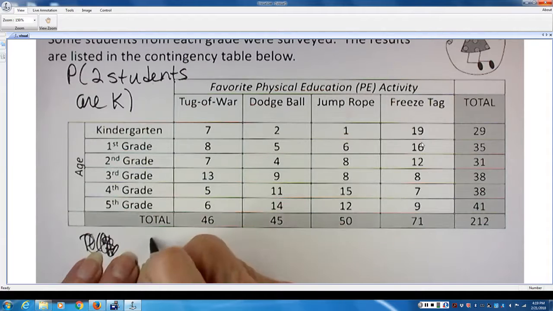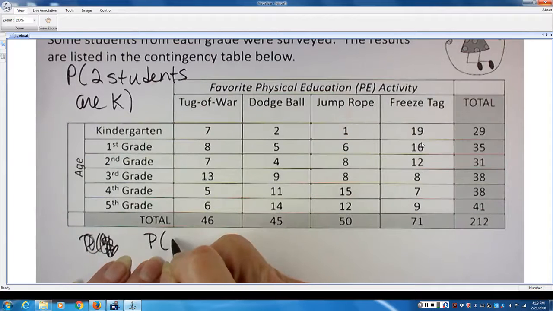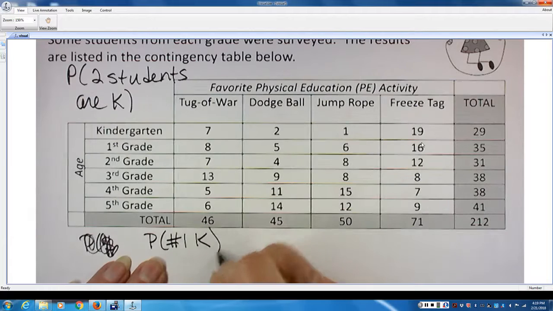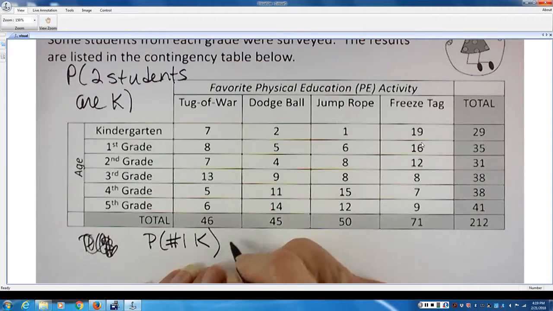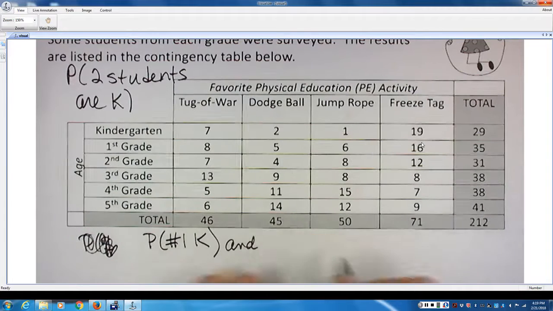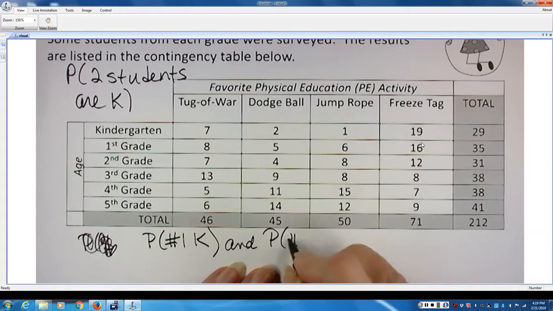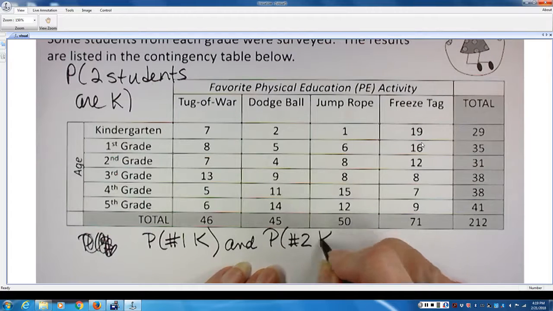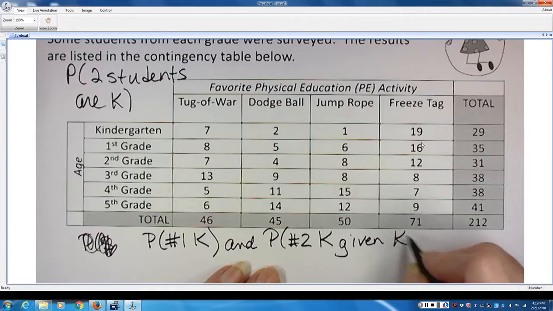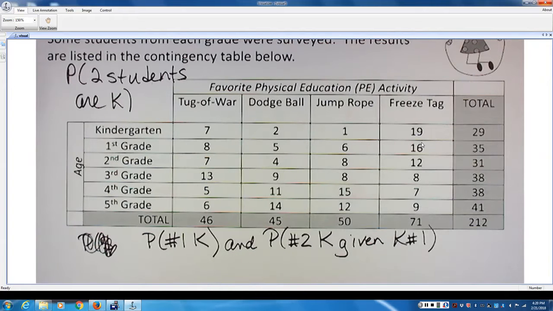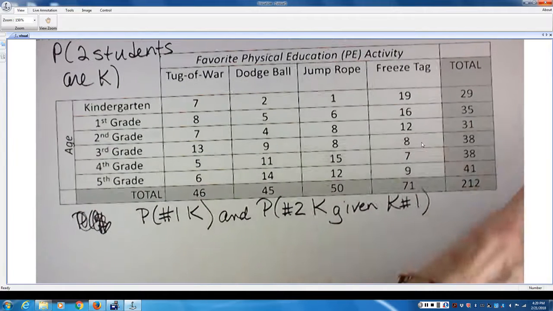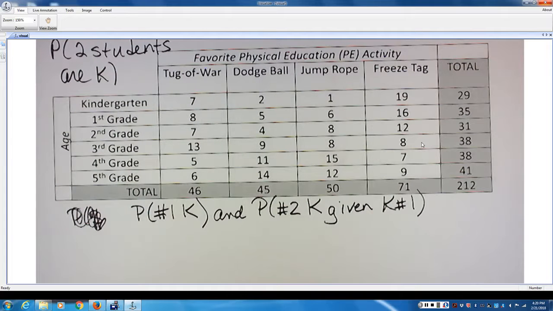So what we're going to do is we're going to find the probability that kid number 1 is in kindergarten and kid number 2 is in kindergarten, given, of course, that kid number 1 was also in kindergarten. Okay? That's probability notation, and I don't care if you write it down that way or not. What matters is how we think through this.